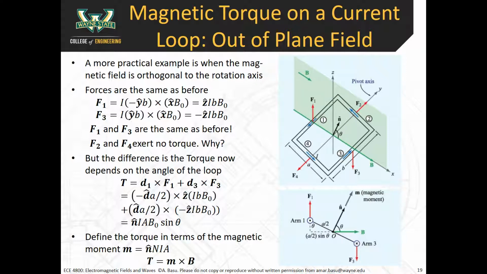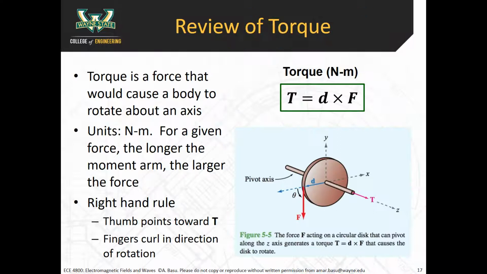Electromagnetic motors. Okay. All right. So before we get into that, we have to do a quick review of torque. This is a concept from mechanical engineering, or you may have seen it from physics as well. Torque is a force that would cause an object, or mechanical engineers call it a body, to rotate about an axis.